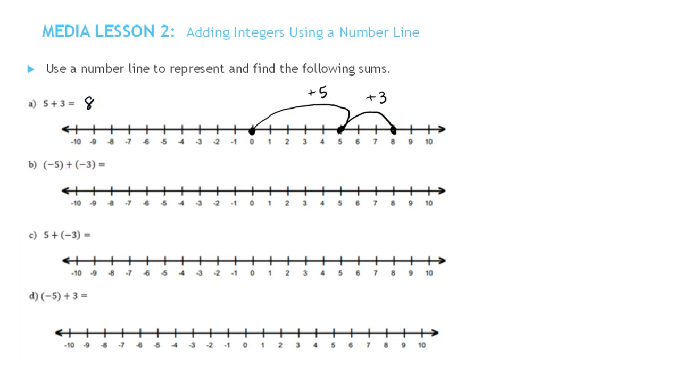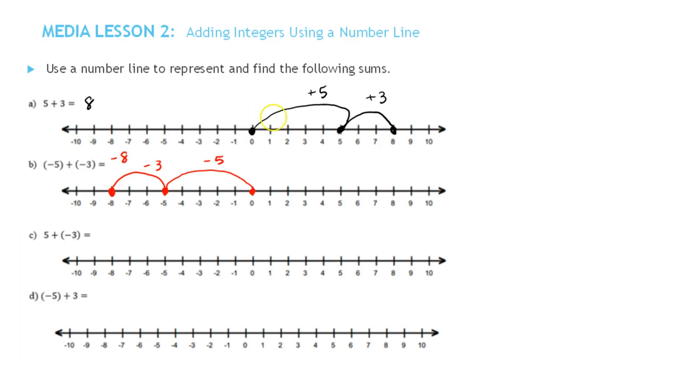Now let's look at the next one. We're going to start at 0, and we're going to add on a negative 5. So a negative 5 takes us here. And from this point, we're going to add on another negative 3. So we're going to move 3 more in the negative direction, and we end up here. This is negative 5, negative 3, and that takes us to negative 8.